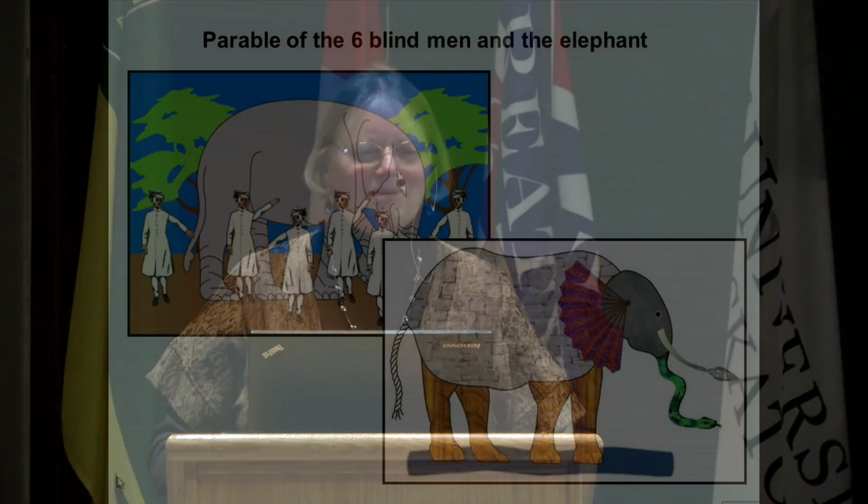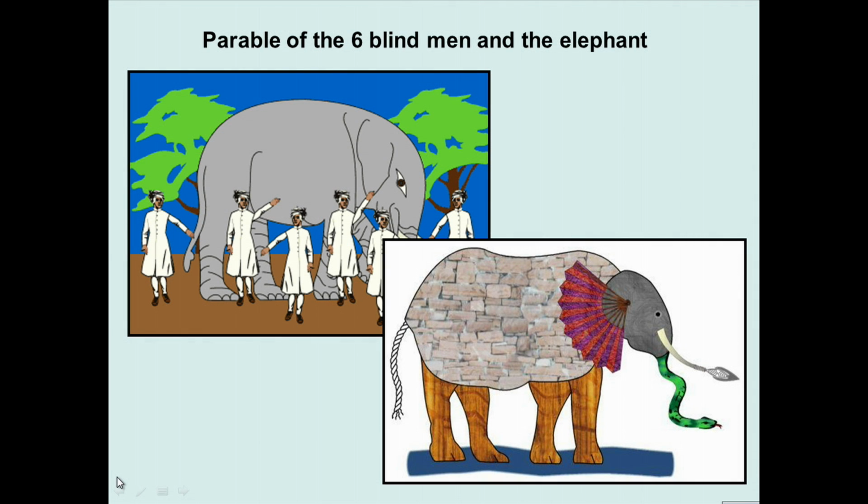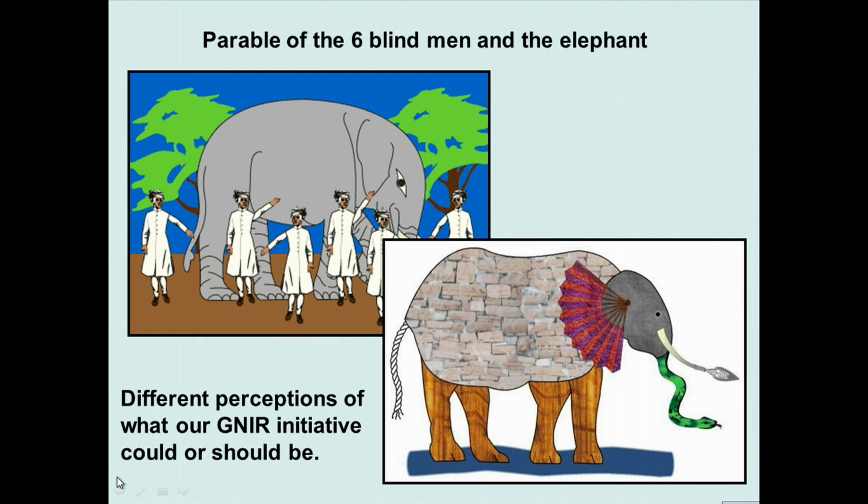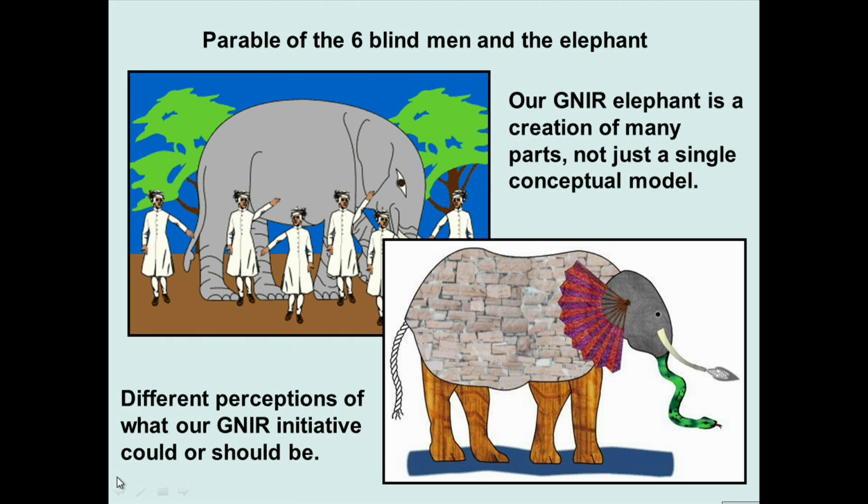You probably all know this one. You touch the elephant, you think it's something different. And we have a variety of perceptions of what we want out of this network. But we can make a team approach. It doesn't have to be all one thing. It can be different things to different players. And we don't have to have perfect data everywhere.